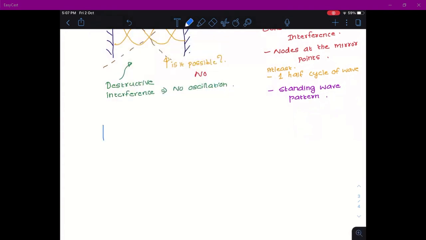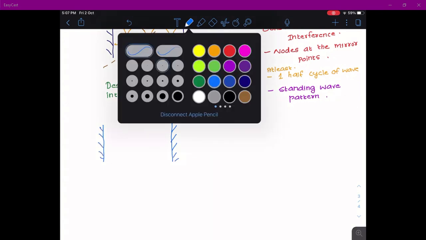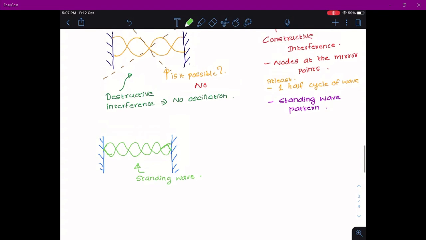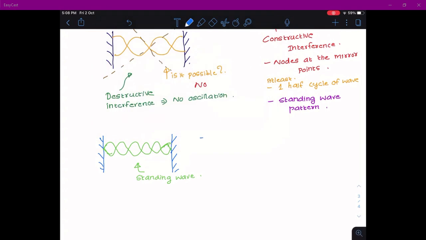So how does a standing wave pattern look like? So these are the mirrors. And you will have waves. Similarly, there is a wave from out. So it looks like a standing wave. It doesn't travel anywhere. If there is a standing wave pattern inside your cavity, then the laser output is possible. So not all the waves are possible inside the cavity for laser action.